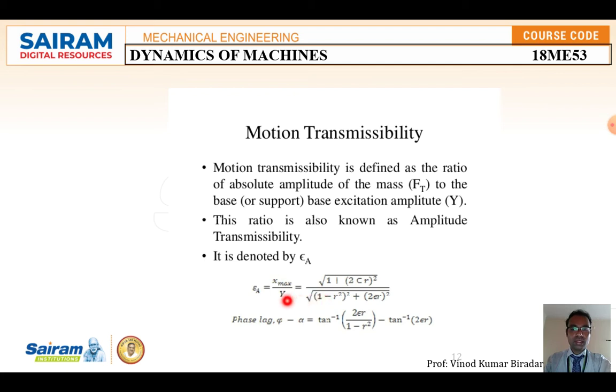So here, the phase angle also. The alpha phase angle is lagging or leading sometimes; in this case it is leading. The phase angle is phi minus alpha, equal to tan inverse of 2 ζ R cubed divided by 1 minus R square, minus tan inverse of 2 zeta R.